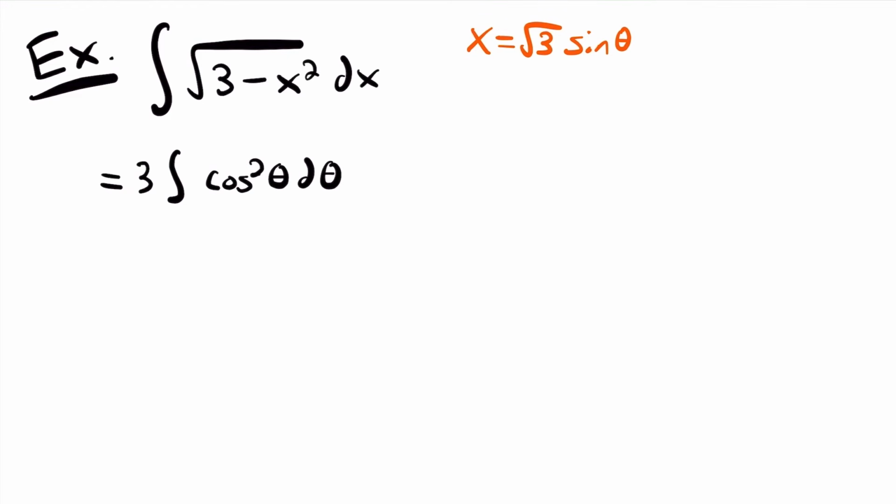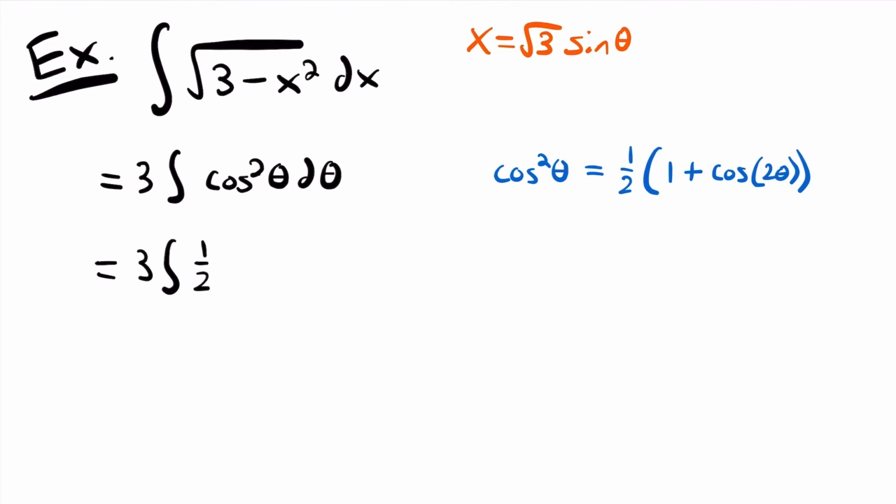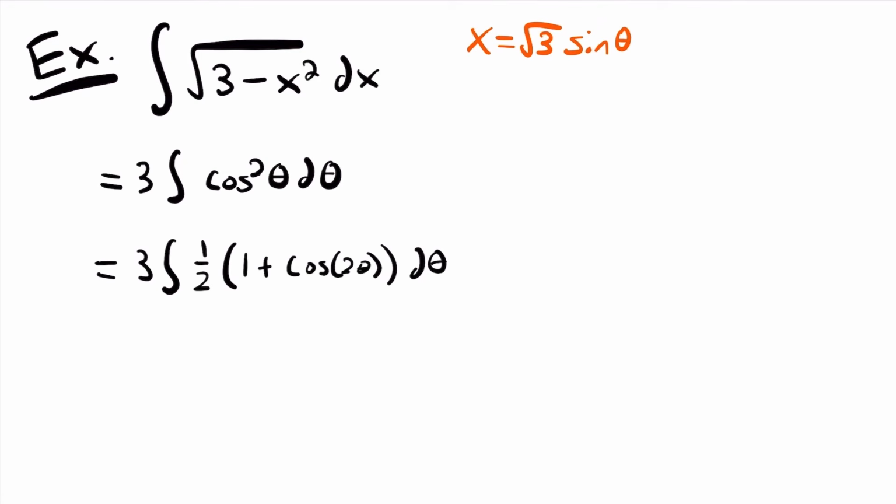And that half angle identity is that cosine squared theta is equal to 1/2 times 1 plus cosine of 2 theta. All right, and so if we replace cosine squared theta with that identity, we will have that this is equal to 3 times the integral of 1/2 times 1 plus cosine of 2 theta d theta. Okay, and now what we can do is pull that 1/2 to the outside, and this will be equal to 3/2 times the integral of 1 plus cosine of 2 theta times d theta.